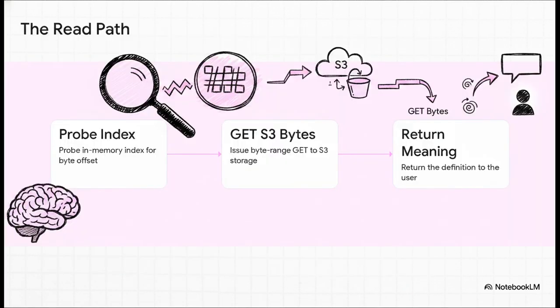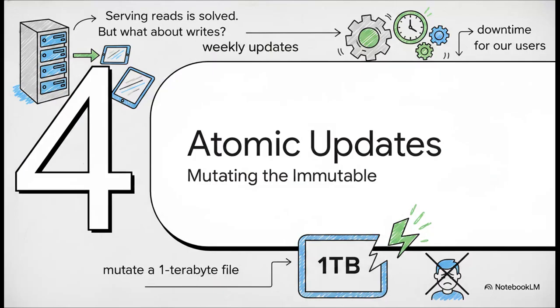Let's look at how this builds the read path. When a user asks for a word, the API server probes its in-memory hash map. It instantly finds the exact offset and length, issues a single byte-range GET request to S3, and returns the meaning. That is 1 memory read and 1 network round trip. We've completely inverted how a traditional database query planner works. Part 4. Atomic updates. Mutating the immutable.